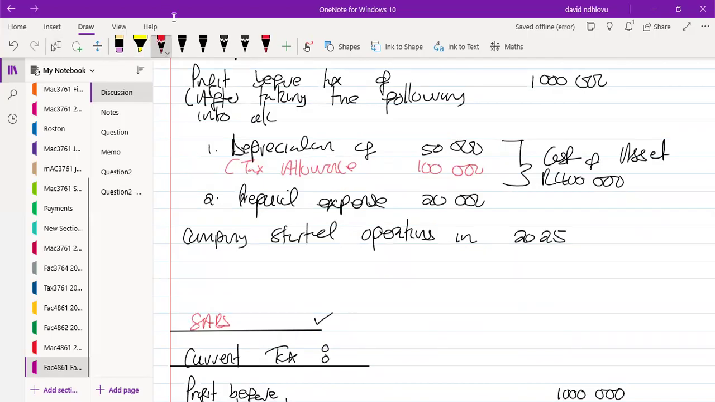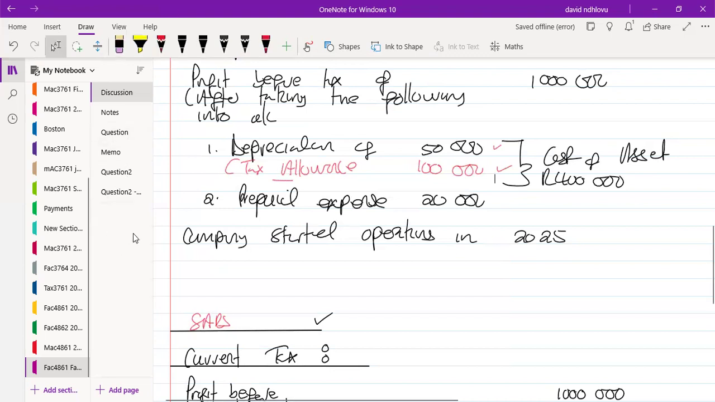Allowances. In accounting, we recognized depreciation of 50,000. But SARS does not recognize depreciation. They don't know that word. Right, they've got their own calculation, the equivalent of depreciation that they call the tax allowance, and the figure may differ from accounting, as you can see. So they have 100,000.